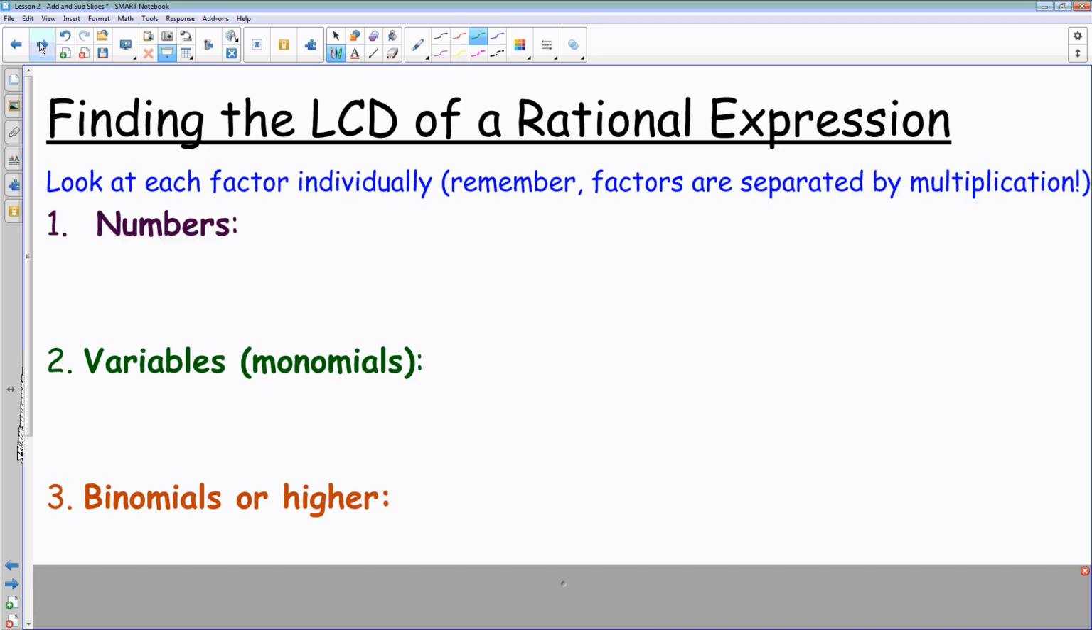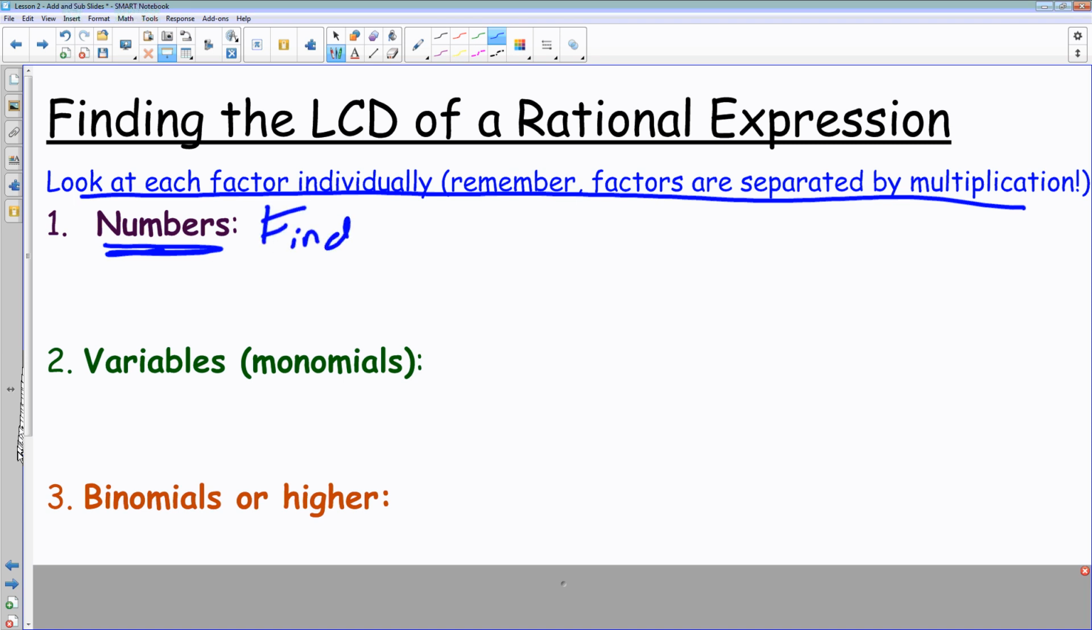So that's working with fractions, right? So let's talk a little bit about finding LCDs of a rational expression. So we definitely start with our numbers, okay? And we want to look at each factor individually. Factors are separated by multiplication, not by addition or subtraction. So when we look at the numbers, we just find the LCD just like normal. Okay, that's not a problem.